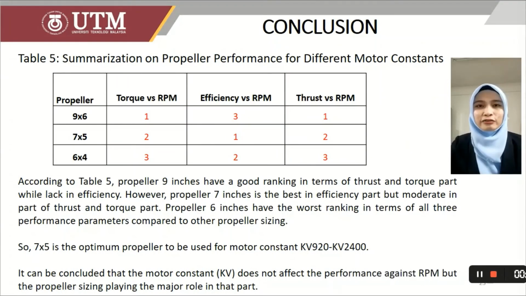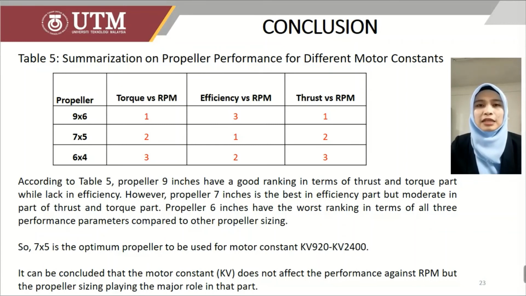Then I will proceed to the conclusion of my project. Table 5 shows the summarization of propeller performance based on different motor constants. According to table 5, propeller 9-inch has a good ranking in terms of thrust and torque but lacks in efficiency. However, propeller 7-inch is the best in efficiency but moderate in terms of thrust and torque. Propeller 6-inch has the worst ranking in all three performance parameters compared to the other propeller sizes.